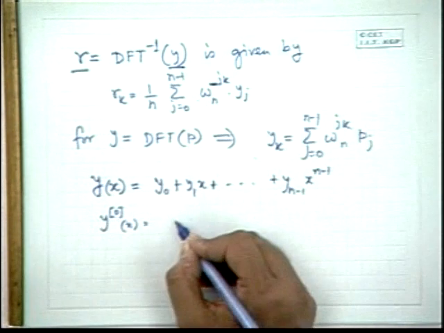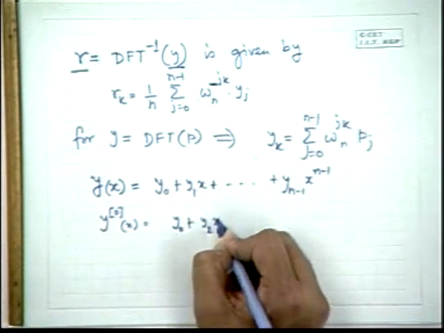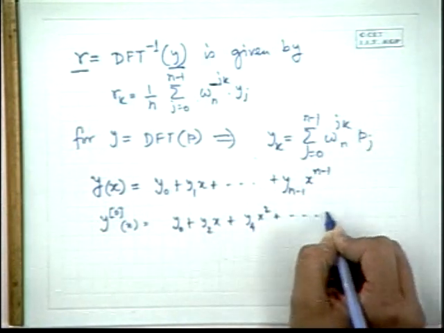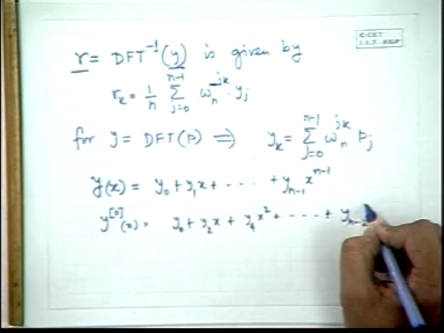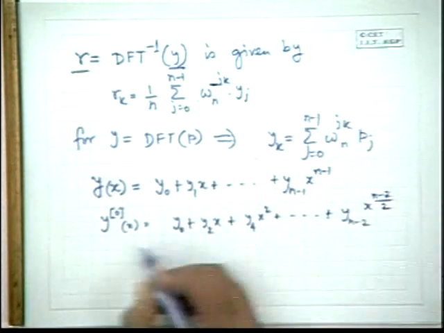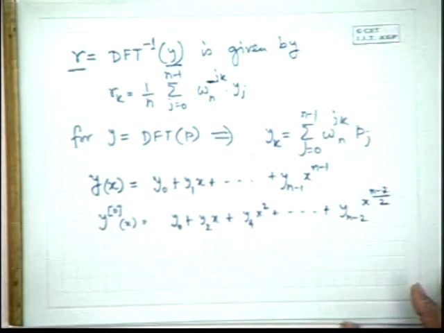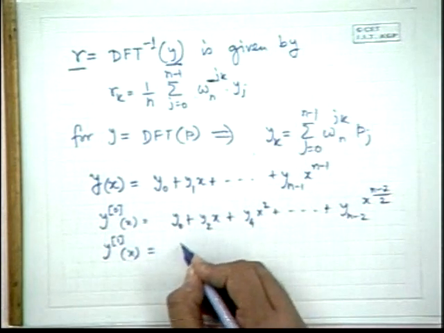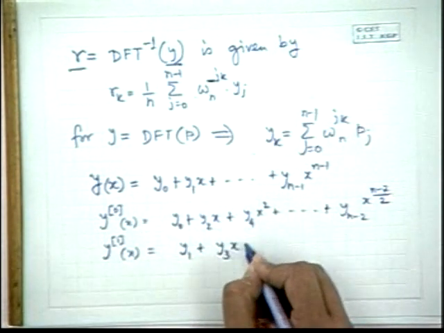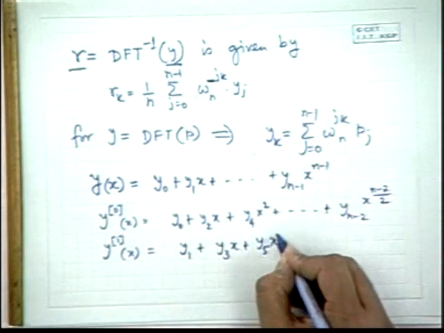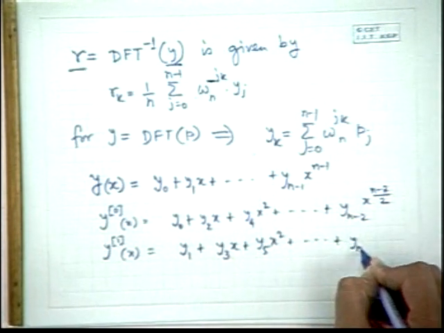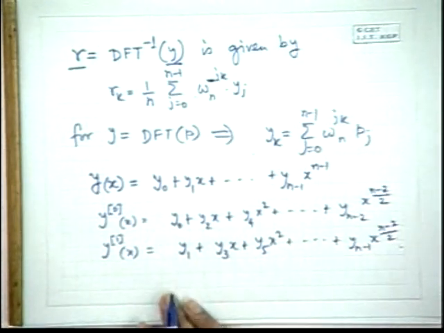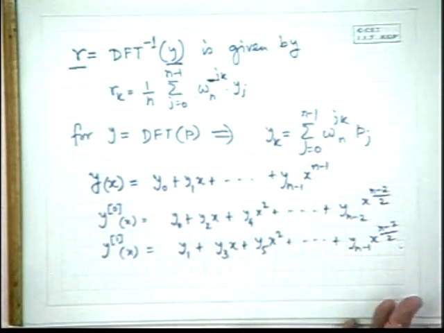y0(x) is equal to y0 plus y2 x plus y4 x squared, and so on, up to y(n-2) x to the power (n-2)/2. Just as we did previously for p, we are doing it for y. Similarly, y1(x) is equal to y1 plus y3 x plus y5 x squared, and so on, up to y(n-1) x to the power (n-2)/2. We are just splitting into two parts, as before we did for p.